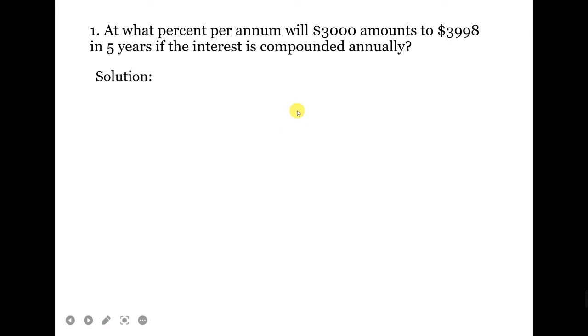From problem number 1, at what percent per annum will $3,000 amount to $3,998 in 5 years if the interest is compounded annually? In this problem, we're looking for the rate percentage. The principal amount is equal to $3,000, then the amount accumulated is $3,998 within 5 years. As we observed, the easiest way to find out the value of the rate percentage is to use the formula for rule number 1.